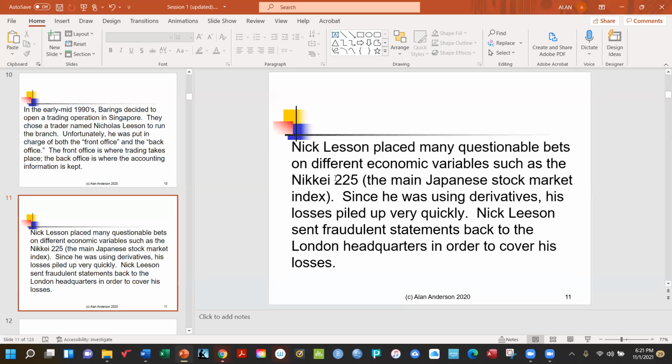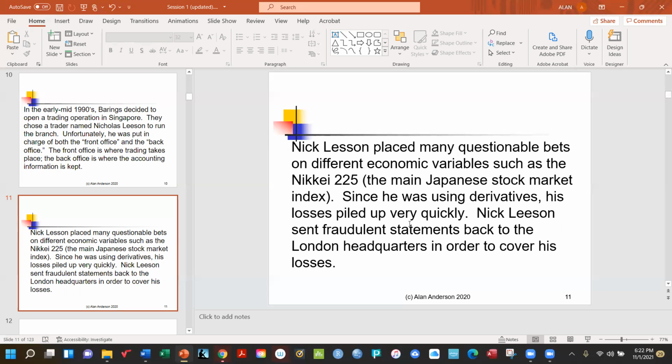Yes, he was betting on the Nikkei 225. He's betting that the stock market would go up. But because he was wrong, his losses increased very, very quickly. And so he was able to continue hiding this by sending fraudulent statements.